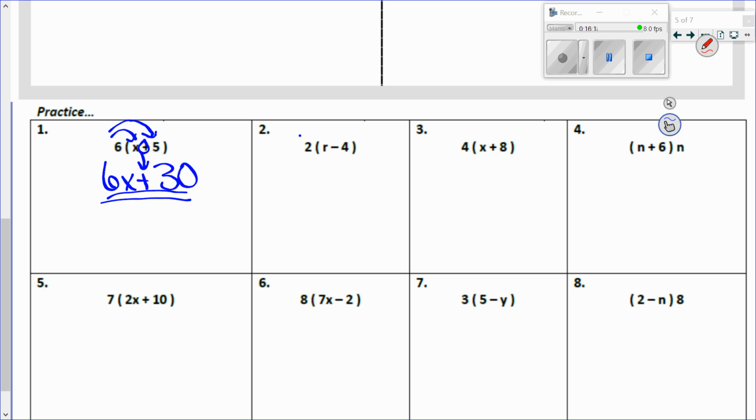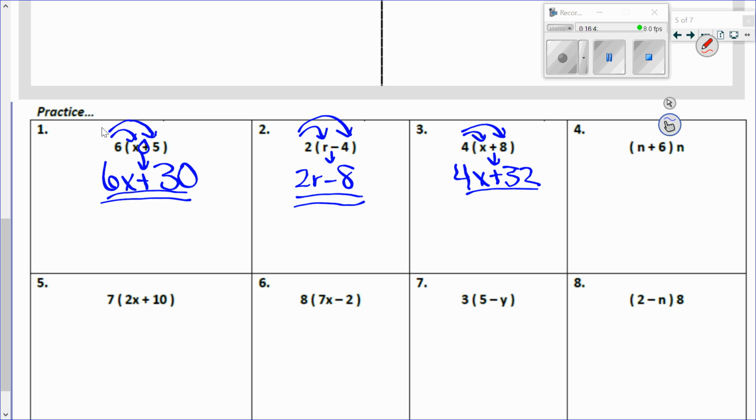If you draw the arrows, it is quite literally 2 times r is 2r. This comes down, minus 2 times 4, 8. 4 times x, 4x. This comes straight down, plus 4 times 8, 32.